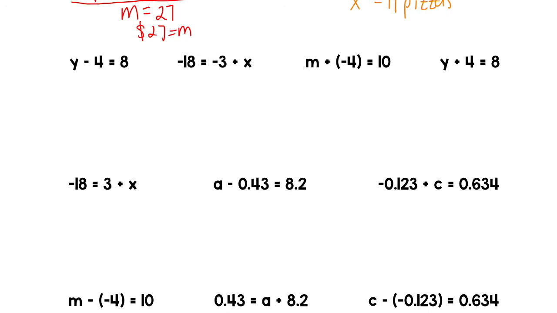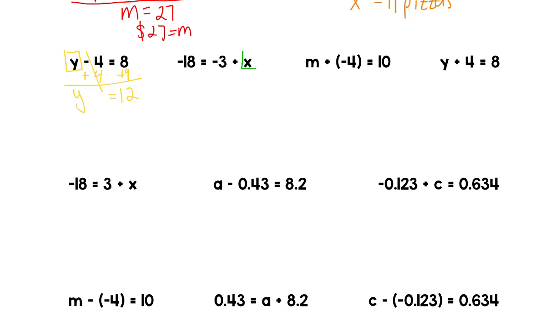We've got y minus 4 equals 8. Opposite of -4 is +4. We want to keep y alone. I like to put a little box around my variable so I know not to move it. We add, y stays, cancels, equals 12.